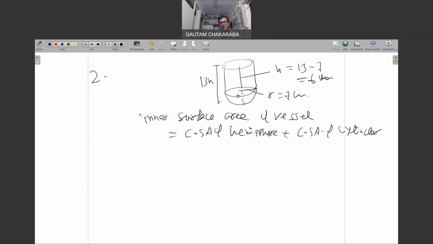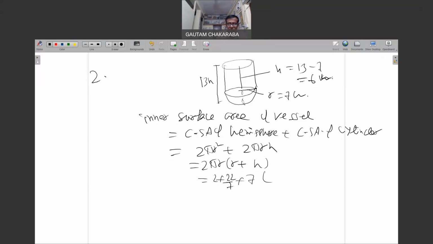Inner means inner surface area; this is not closed, it is open and this also is open. So it is curved surface area. The curved surface area of the hemisphere is 2 pi r square and of the cylinder is 2 pi r h. Now take 2 pi r common, so r plus h. Now put the value 22 by 7 into 7, 7 plus 6. After that you calculate. Okay, understood?